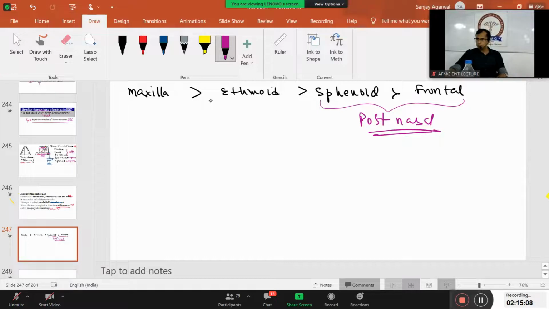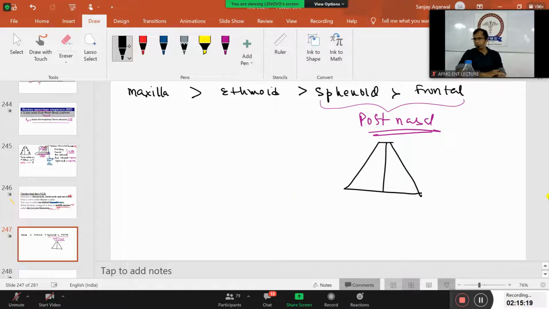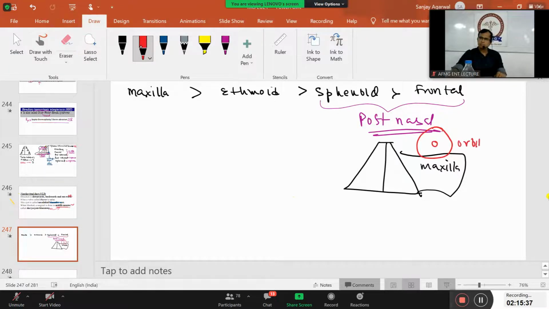About the maxilla, we have got three or four points. If I draw the nose like this, where is the maxilla? On the sides. So the maxilla is here, on both sides. And what sits on the maxilla? What is on top of the maxilla? The sinus sits on the maxilla, between this. So the maxillary sinus has one more name. What is the other name?